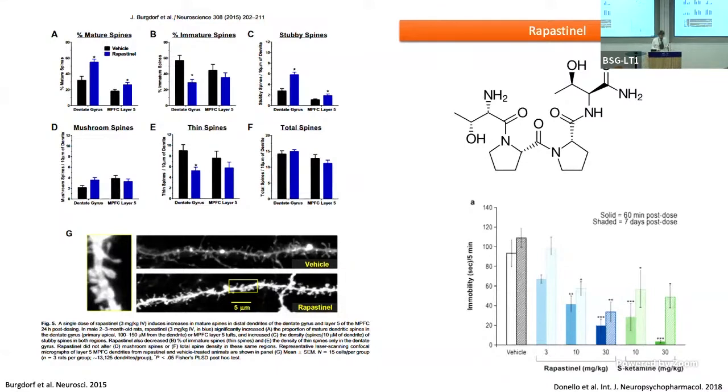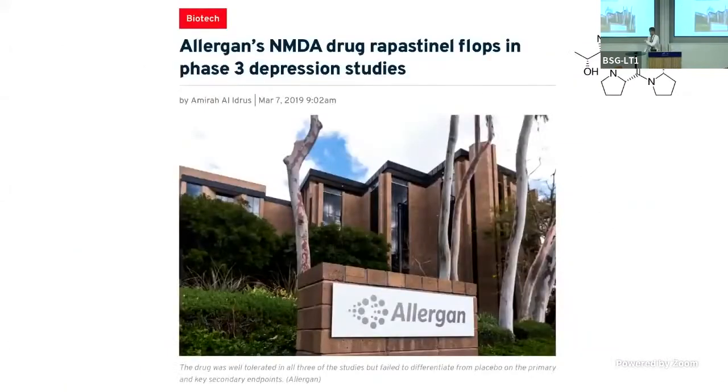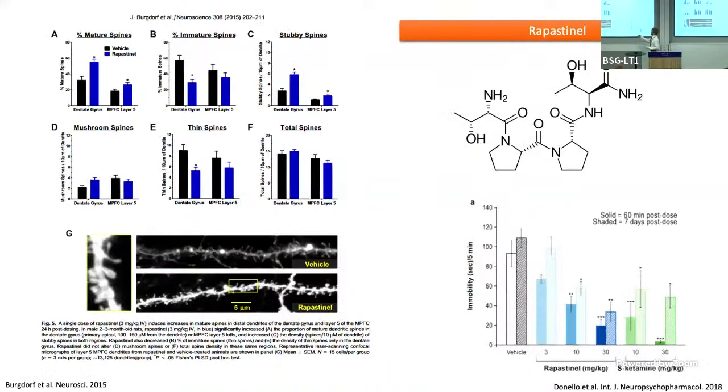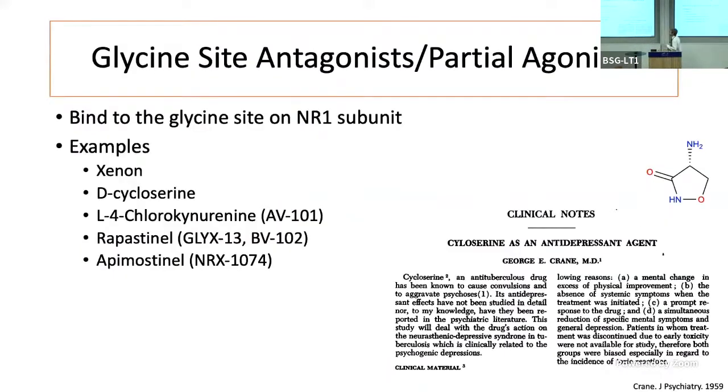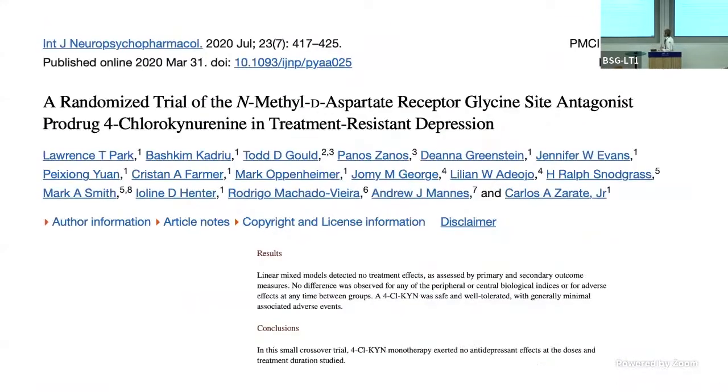And Allergan was so convinced they sunk $500 million into this, and one after another, three phase 3 trials just completely flopped. So it's like, well, what is the issue? What's the problem here? I think the issue, and this happened again with AV101, a similar drug just recently.